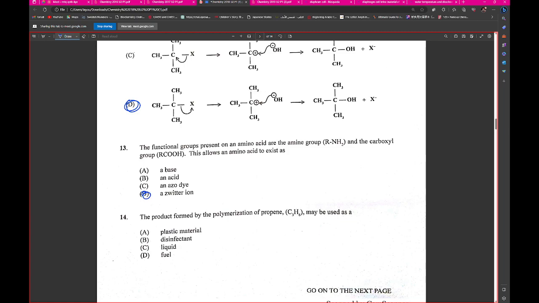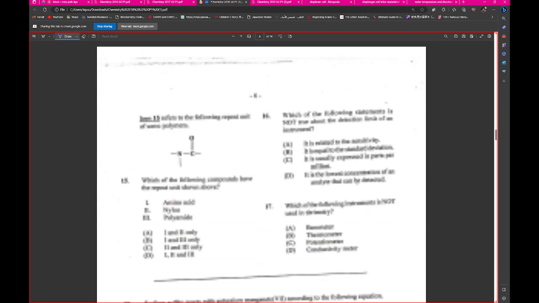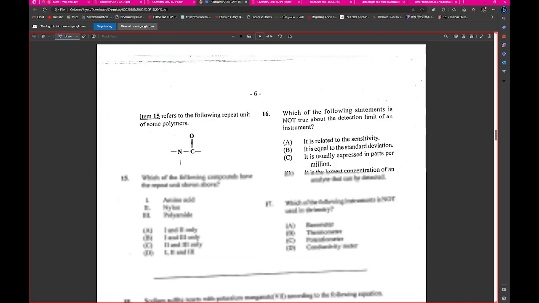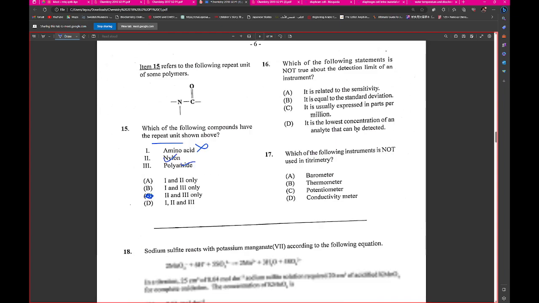The product formed by the polymerization of propene may be used as a plastic material. Question 15: which of the following compounds have the repeat unit shown? This repeated as well. So nylon and polyamide, and it is not amino acid because an amino acid is not a polymer, therefore it cannot have a repeat unit.